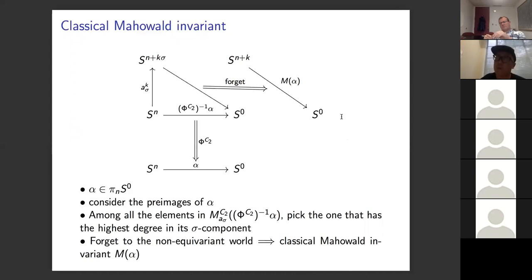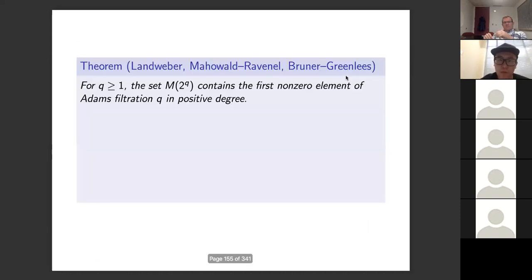So Bruner and Greenlees prove that this process in the equivariant world is equivalent to the definition of the classical Mahowald invariant defined using a Lin theorem, and so forth. So in particular, we understand the classical Mahowald invariant of powers of 2 very well. It turns out it contains the first non-zero element in the image of the Adams-Novikov... in positive degree.